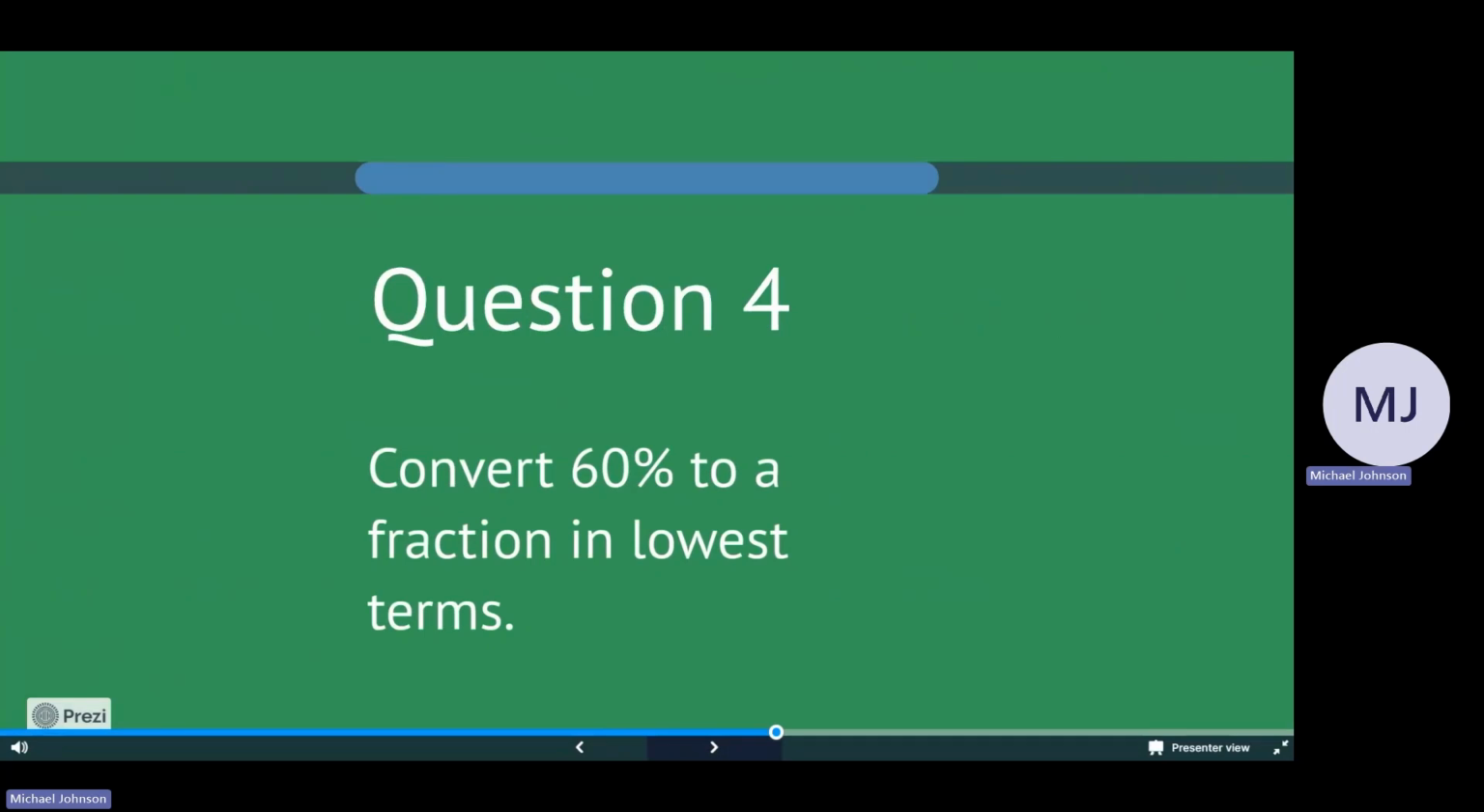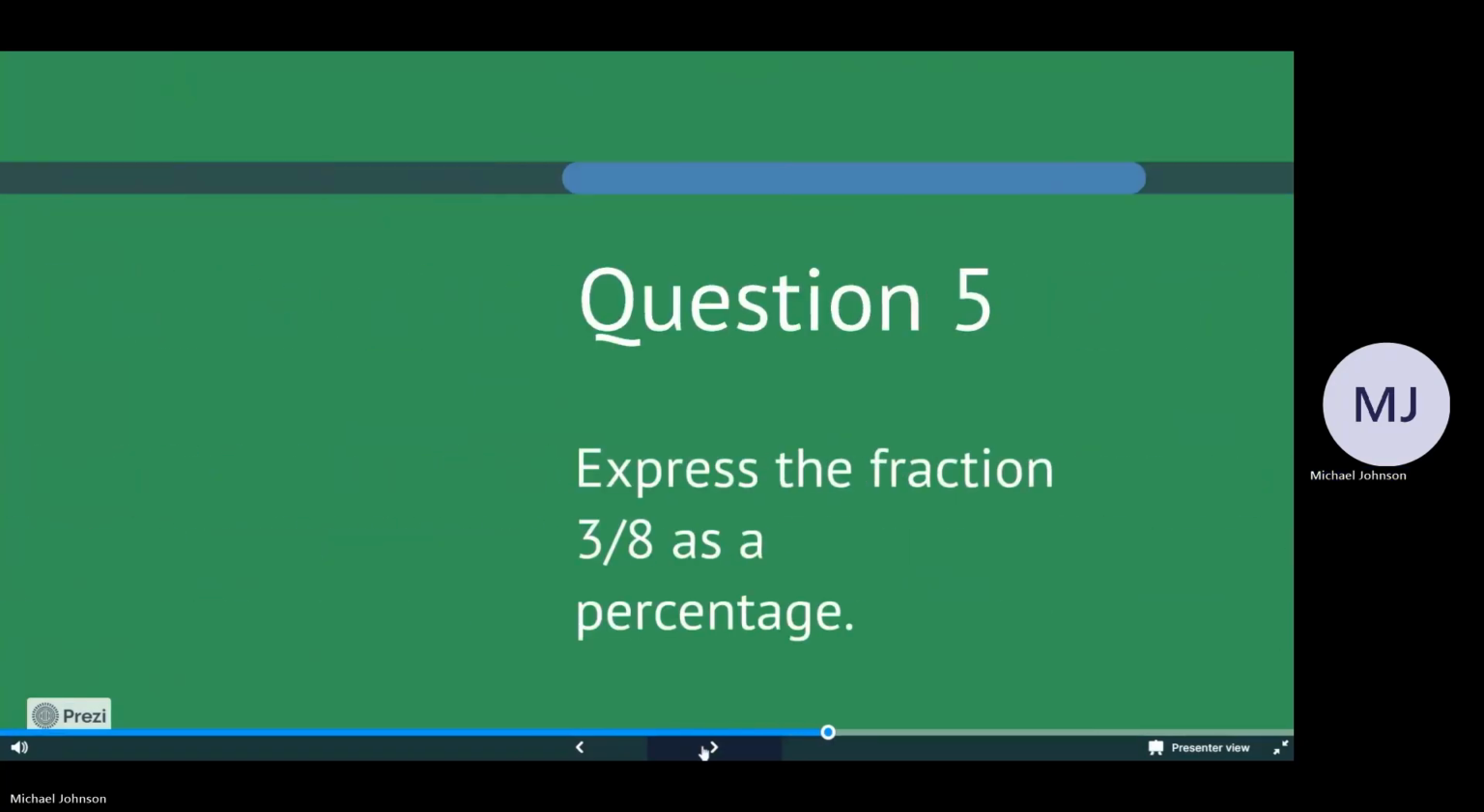Convert 60% to a fraction in lowest terms. 60% is 0.6. Then that would be 60 divided by 100 in fraction form. And then we'd find the largest number that 60 and 100 can divide into. The largest number that 60 and 100 can divide into is 20. So 60 divided by 20 is 3. 100 divided by 20 is 5, so 3 divided by 5.